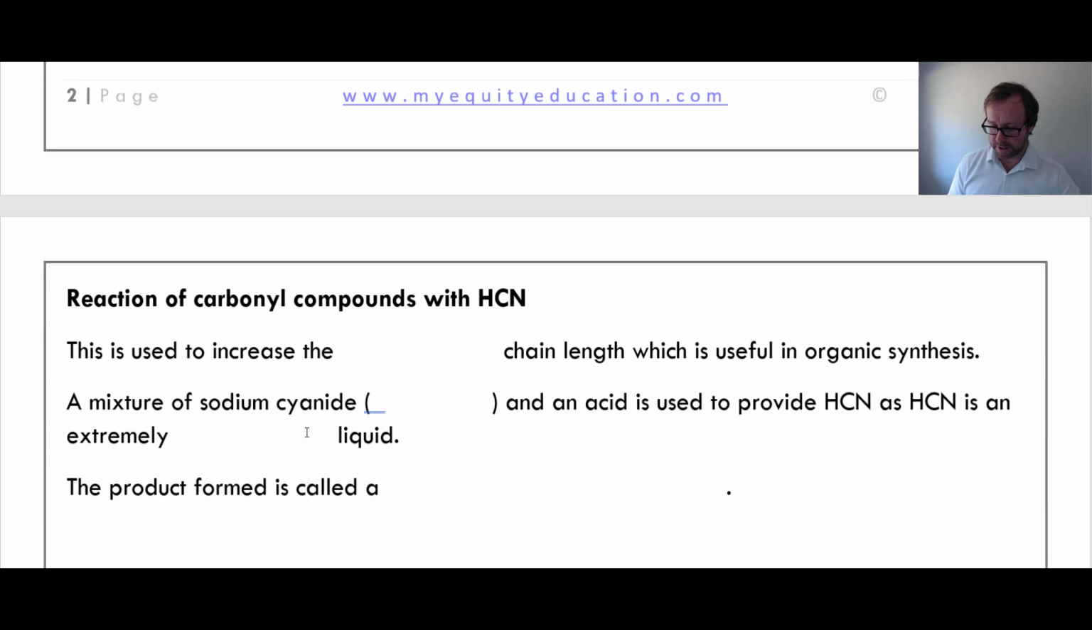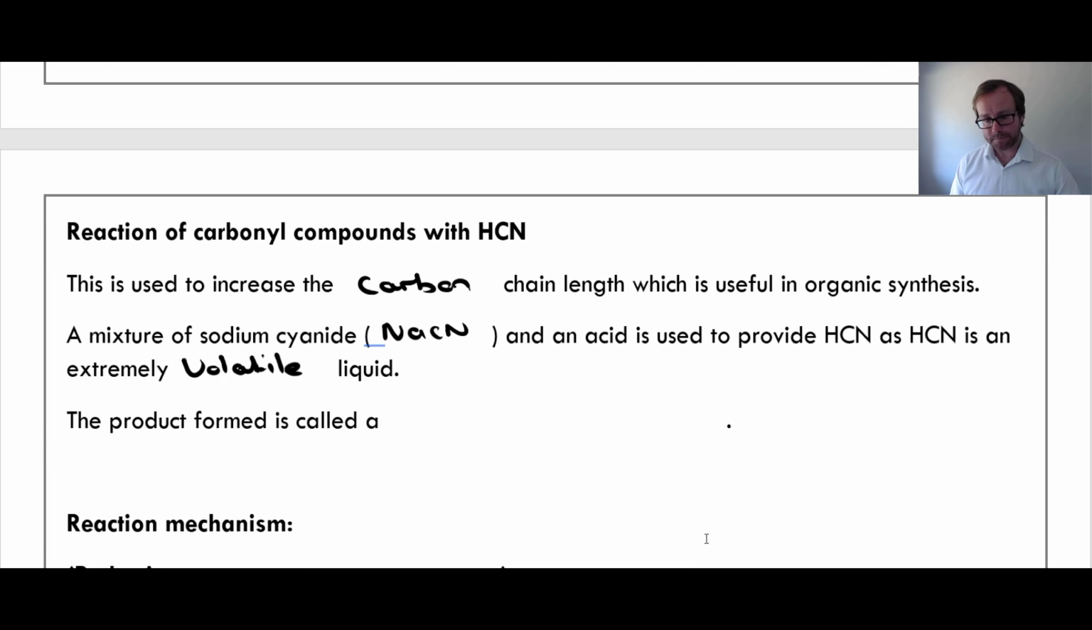Okay, right, so moving on. Reaction of carbonyl compounds with HCN. So why do we do this? We do this to increase the carbon chain length, which is useful in organic synthesis. A mixture of sodium cyanide, so NaCN, and an acid is used to provide HCN, as HCN is an extremely volatile liquid and it turns to a gas at a low boiling point. And HCN is quite a toxic and poisonous gas, so usually we use NaCN and H+ to produce the HCN.